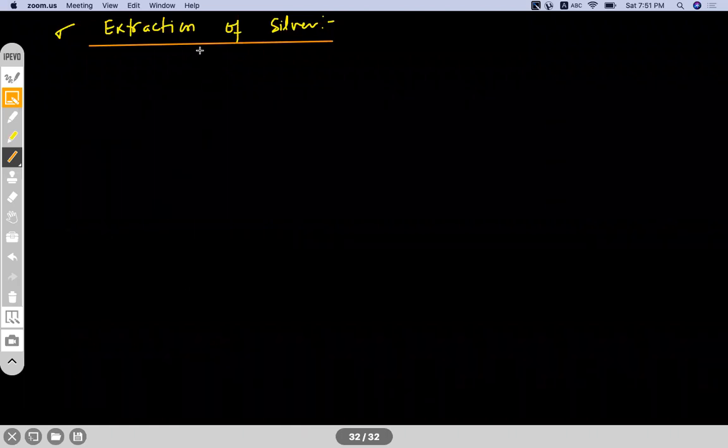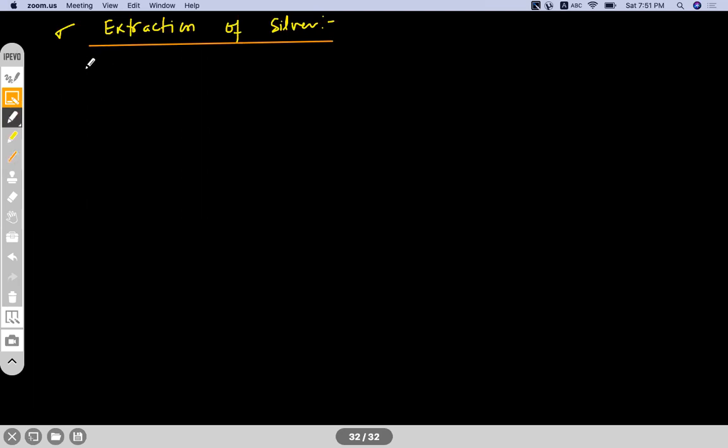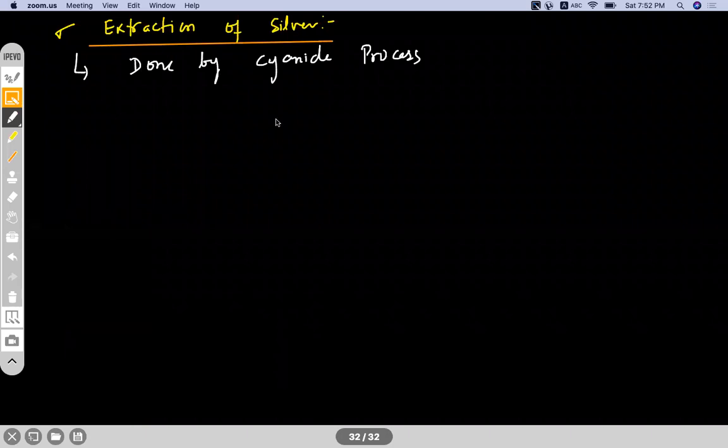Okay, extraction of silver. It is done by the cyanide process. This also they have asked many times. Correct, this you must remember, the name, cyanide process. The ore we use is argentite ore. The formula of argentite ore is Ag2S.